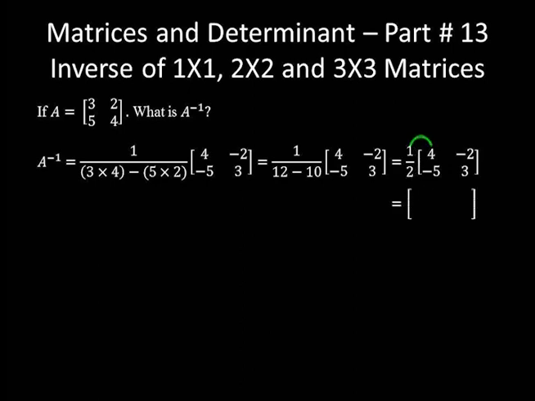That's 1 over 2 times 4 is 2. 1 over 2 times negative 2 is negative 1. 1 over 2 times negative 5 is negative 5 over 2. And 1 over 2 times 3 is 3 over 2.